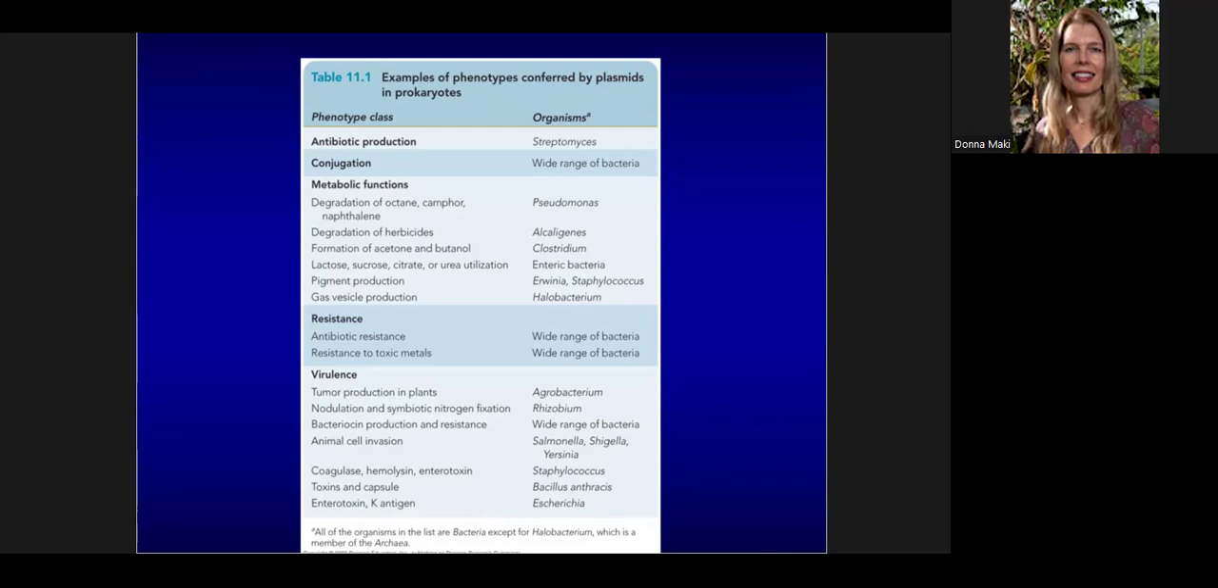And the flip side of that is resistance. That's why this process of conjugation should concern all of us, because it can allow the spread of genes on plasmids from one donor to a recipient that can make the recipient resistant to antibiotics. From our perspective, not a good thing. And actually, it's a very serious process.